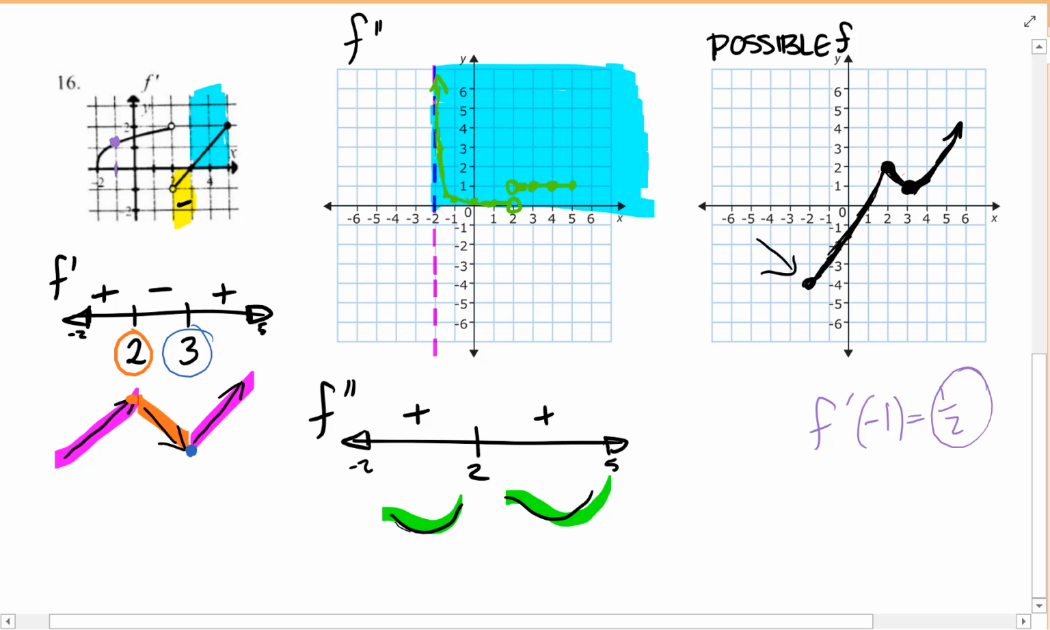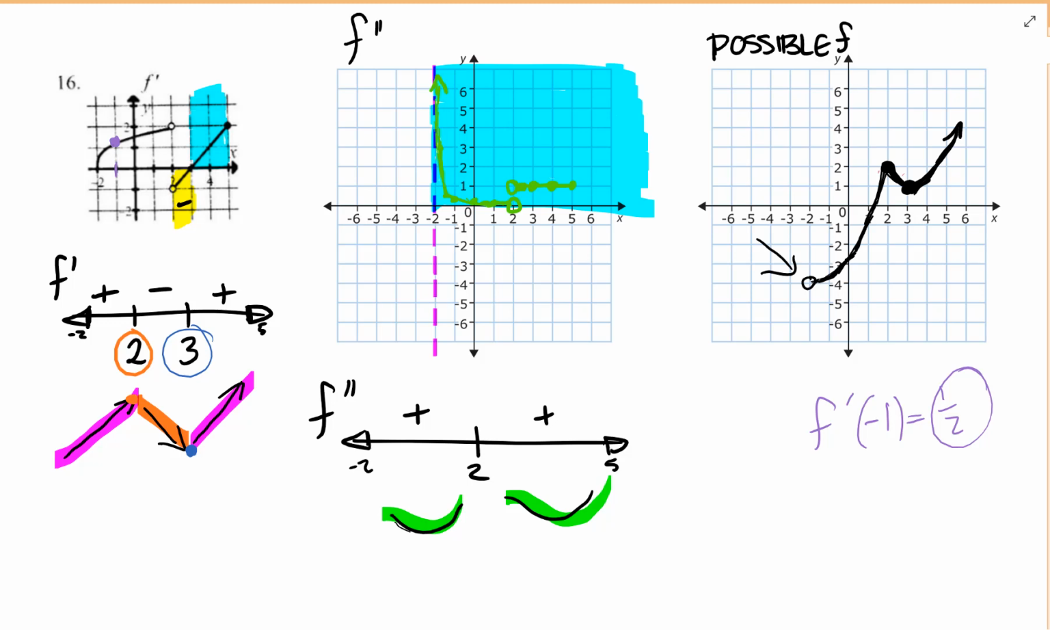That right there, is that a hole or is that a value? Well, if it were a hole, then it would also have to be a hole on f prime, because a hole is a discontinuity. It's a break in the domain of f. If it's a break in the domain of f, it has to be a break in the domain of f prime. But -2 on f prime has a y value.